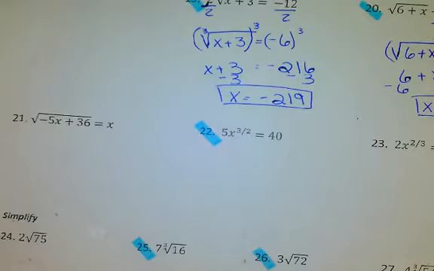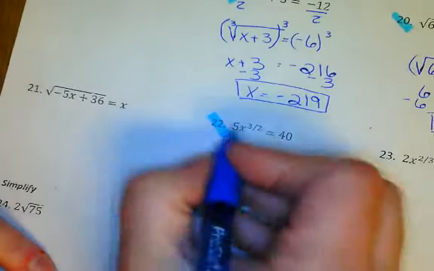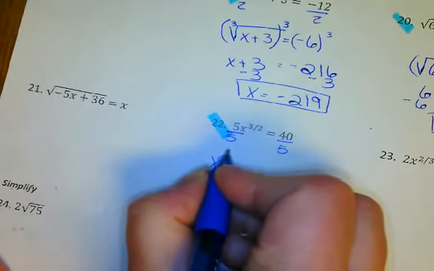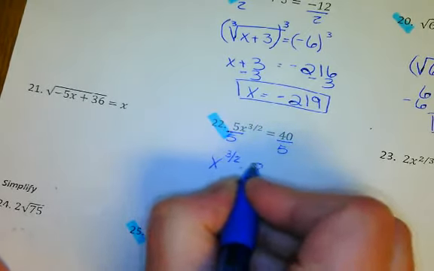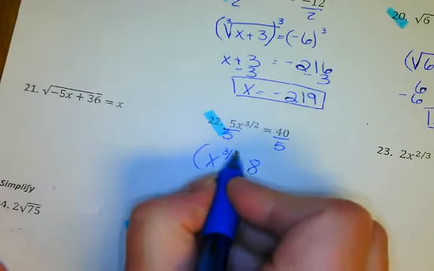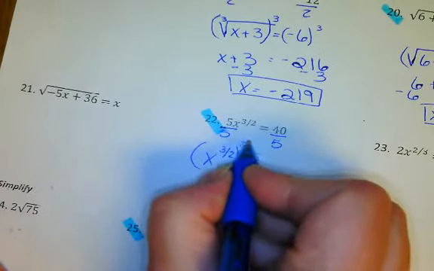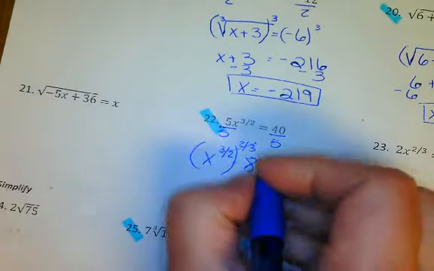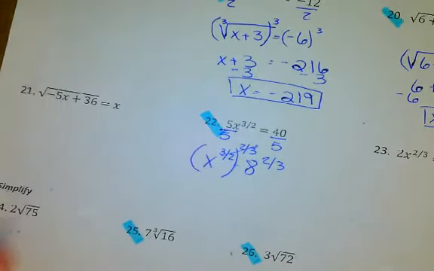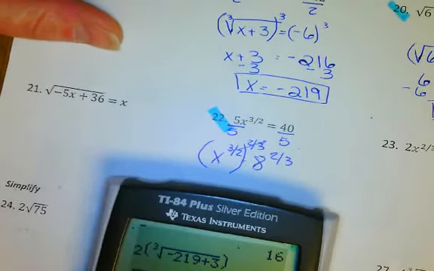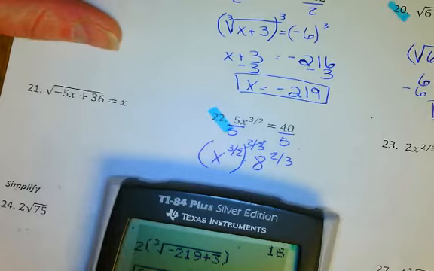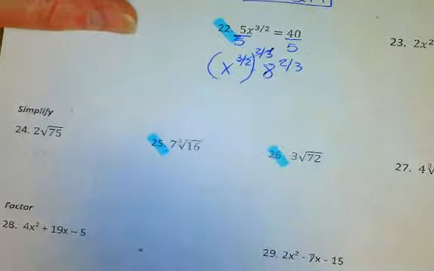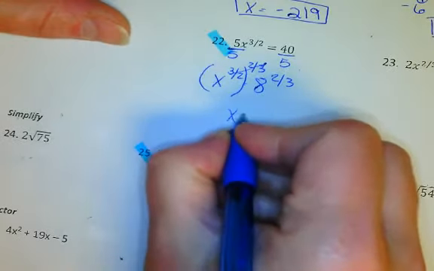Okay, on 22 here, I am going to again be solving. So I'm going to divide by 5, divide by 5. That gives me x to the power of 3 over 2 equals 8. And in order to get rid of that 3 over 2, I flip it and put to the power of 2/3. Well, if I put one side to the power of 2/3, I have to put the other side to the power of 2/3. And when I put 8 to the power of 2/3 in my calculator, I get 4. So x equals 4 here.